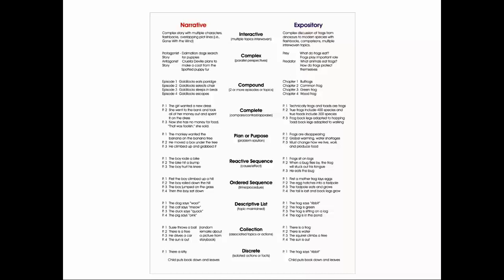Over on the narrative side, Goldilocks eats the porridge. She selects the chairs, she sleeps in the beds, and then she escapes. So the episodes are going to follow one after another. In complex, you've got parallel episodes. We've used the 101 Dalmatians as our example, where you've got the dogs and their goals, and we've got Cruella de Vil and her goals.